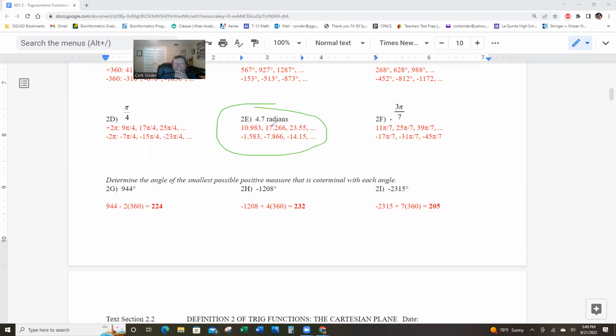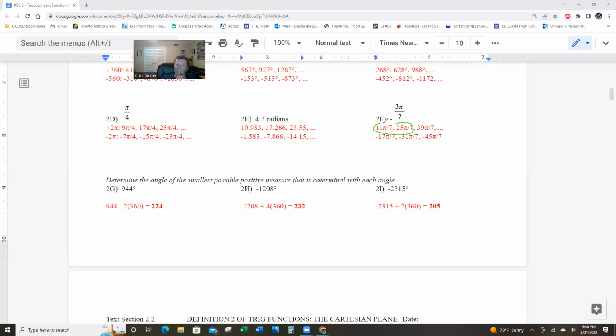Now in radians, 360 degrees or 2 pi is 6.28, which is simply 2 times 3.14. I think I carried it out more decimals here, but if you add 6.28 to 4.7 twice, you'll get the two easiest answers. Okay. Same thing here. This is, by the way, a negative: negative 3 pi over 7. Probably the easiest way is simply to add 2 pi.